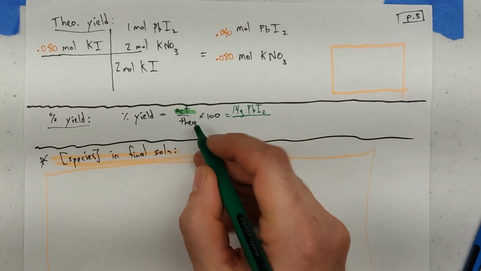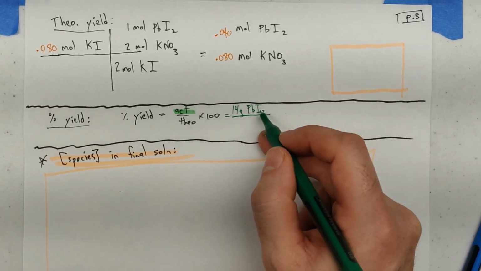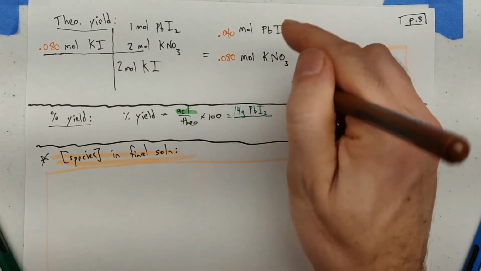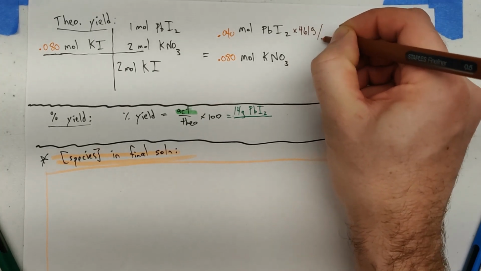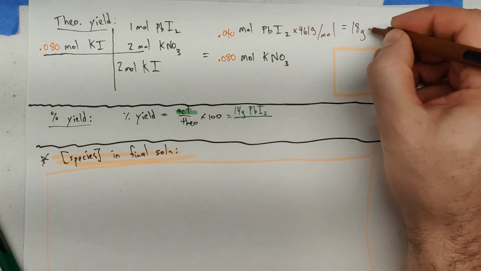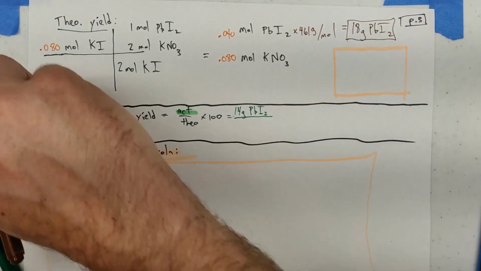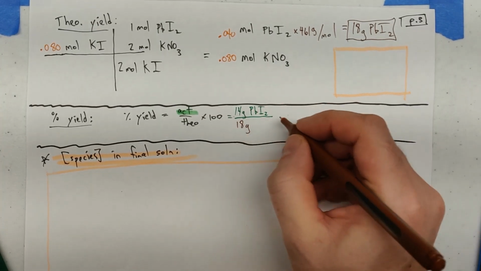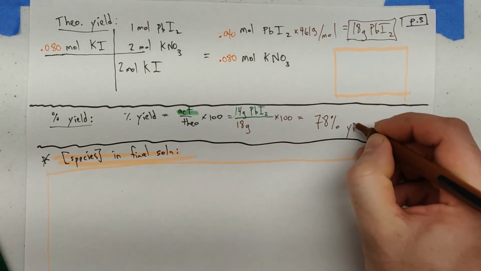And we're going to divide by our theoretical yield. We have moles there. We need grams to make it match. We could turn these grams into moles, or I could multiply by the molar mass and get grams up here. And I happen to have calculated that. It is 461 grams per mole, giving us a theoretical yield of 18 grams PbI2. All right, so this is our actual yield, and that's what I'm going to put in right here, 18 grams. So we have 14 over 18 times 100. That is a 78% yield.